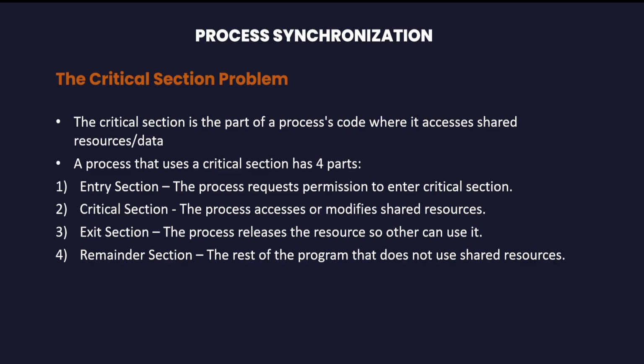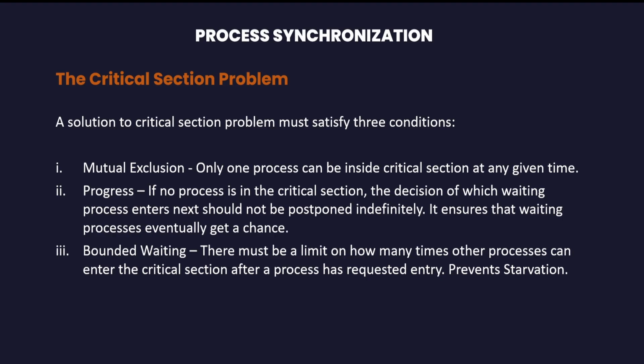The process releases the resource so others can use it. Fourth is the remainder section, the rest of the program that does not use shared resources. The solution to the critical section problem must satisfy three conditions. First is mutual exclusion. Only one process can be inside the critical section at any given time.